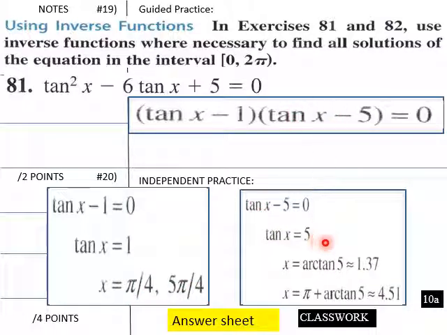And then over here, tan x equals 5. That would equal x equals arctan 5, which is 1.37. And then x equals pi plus arctan 5, which would equal 4.51 here.